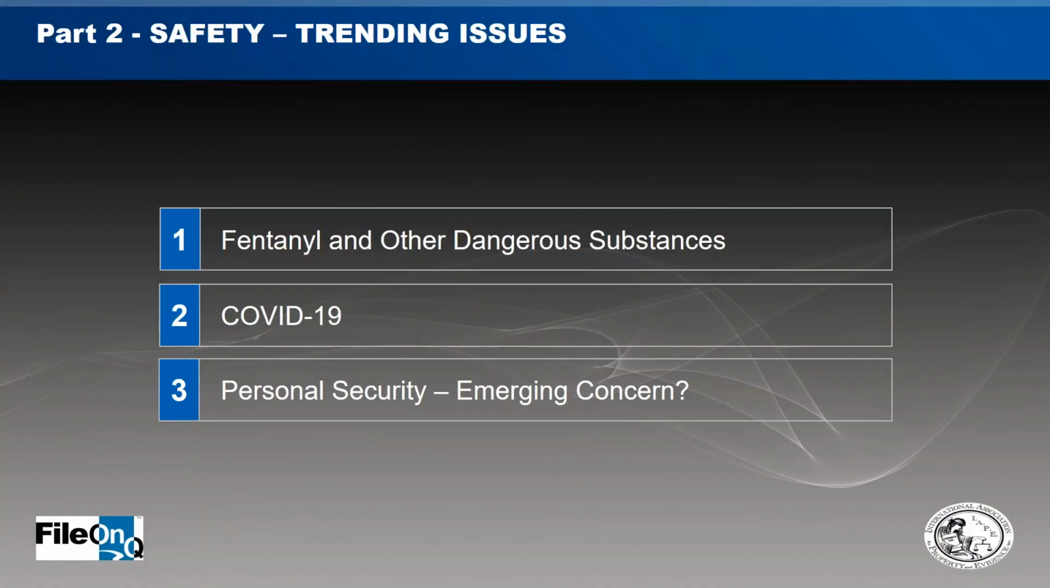Okay. We're going to move on to part 2, which is safety and trending issues. And we're going to identify one here in just a second to use the ORM process to address. So first, we'll talk about fentanyl and other dangerous substances. We're still talking about fentanyl. That hasn't changed. The threat is still there, but it is evolving. And we got a bulletin yesterday I'll talk about. We'll talk about COVID. That's the big one. And we'll then talk about personal security. That moves into sections 3 and 4 for us there.